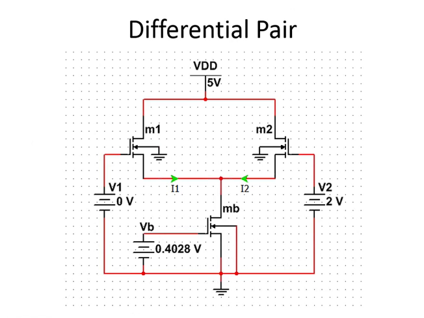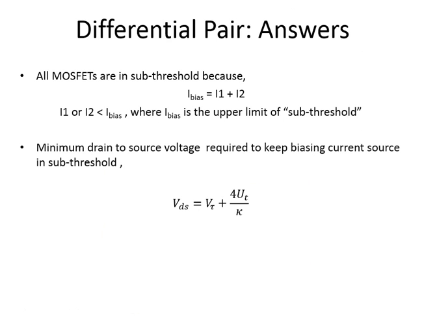This is the differential pair schematic. We can see the bias transistor on the bottom and the two inputs on the sides. We have the two currents I1 and I2, and they combine to form IB or IREF. Since IB, the bias current, is subthreshold, and I1 plus I2 is equal to IB, I1 and I2 must be equal to or less than IB.